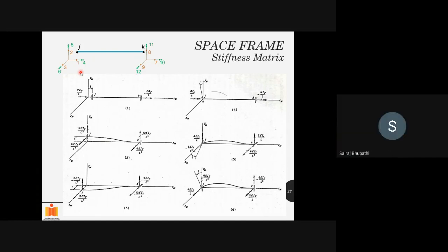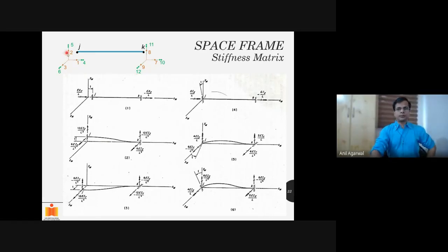4, 5, 6 are movement, sir. Translations. Yes. So 1, 2, 3, which are in a brown color, represent translational degrees of freedom, and 4, 5, 6 represent rotational degrees of freedom. Or if you're talking about forces, 1, 2, 3 represent forces, and 4, 5, 6 represent moments.